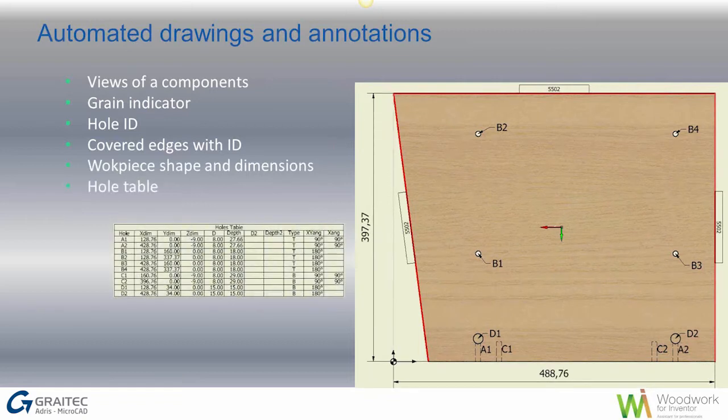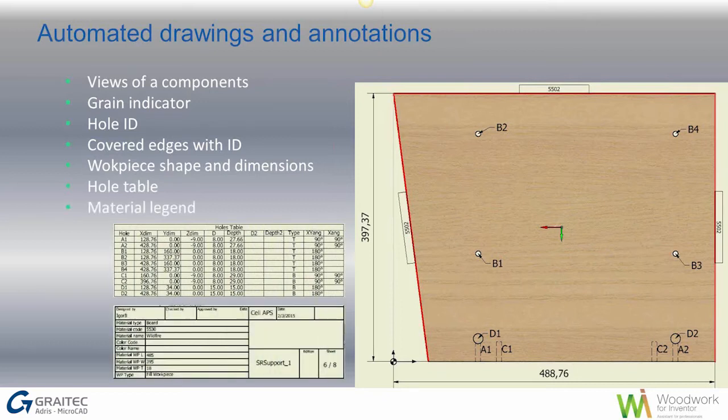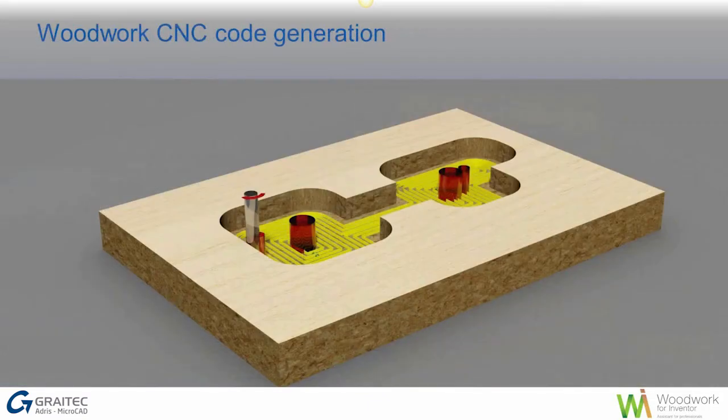and you've got a hole table giving the information about all the holes and their positions, and the materials legends as well. You can use some of the predefined templates which come with Woodwork for Inventor, or you can configure your own drawing templates. You can have an assembly in one sheet and have your child components on separate sheets, or you could perhaps have your assembly on one view and all your parts in a different file altogether. And you've also got CNC code generation as an option.